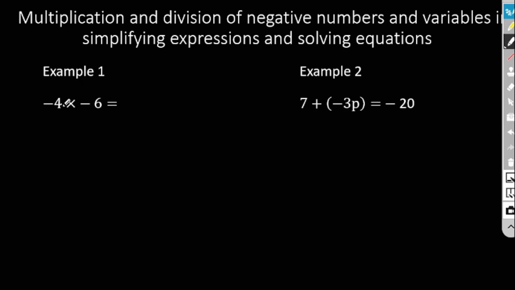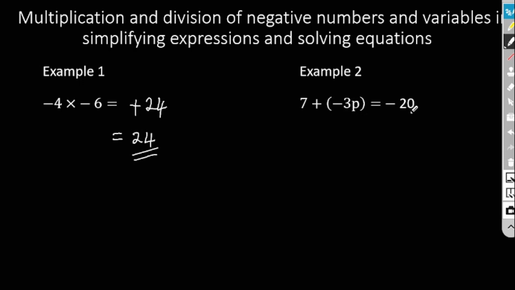So in this case, -4, -6, they both have negative signs and you're multiplying them. You multiply the signs first. So when you get a negative times a negative, it is going to give you a positive sign. Then 4 times 6 is going to give us 24. Normally in mathematics, when you have a positive number, we usually don't write the positive sign, so our final answer becomes 24. Going to example 2, we have +7 plus, in bracket, -3p, close the bracket, is equal to -20.